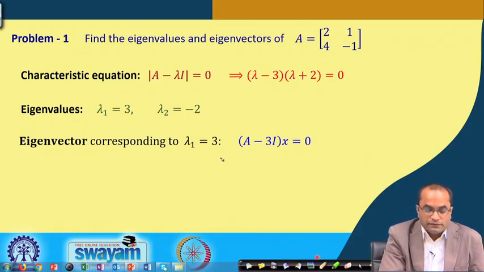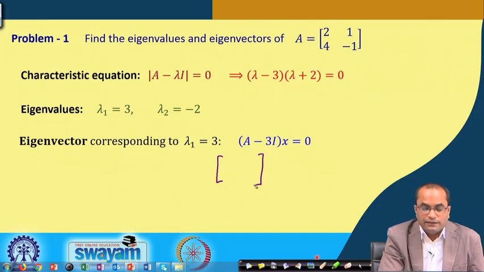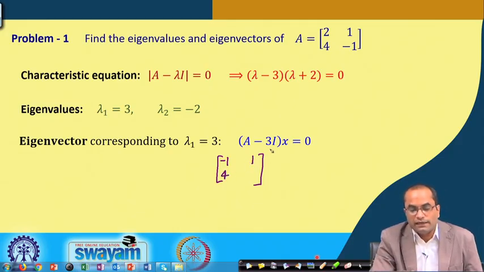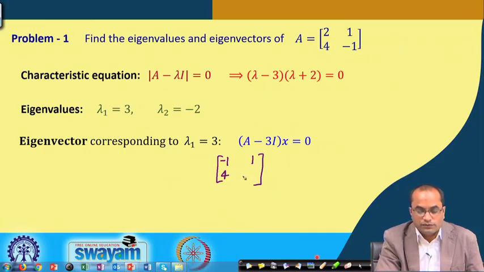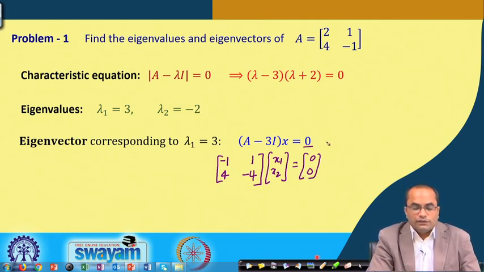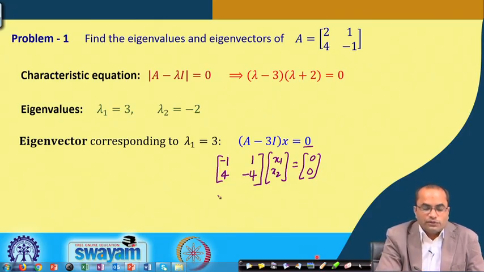So here A minus 3I. So, A was 2 here. If we subtract 3 from the diagonal entries, we will get minus 1, here 1 and here 4, and this is minus 1 and then minus 1 minus 3, so this will be minus 4, and then we have x 1, x 2 for x, it has 2 components, and the right hand side is the 0 vector.